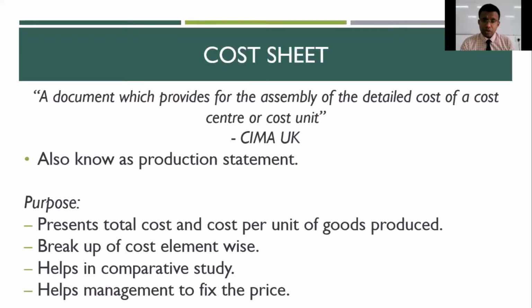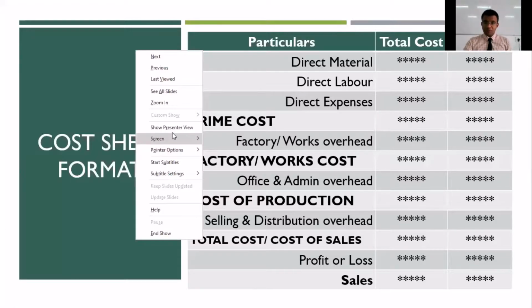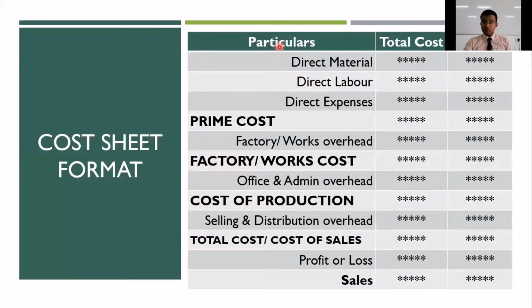Now, moving ahead, let us look at the format of cost sheet once again. Previous class we had touched upon this. Nonetheless, let me touch upon this once again. There are the three direct expenses: direct material, direct labor, direct expense. You would sum up these three, and you would get the prime cost.